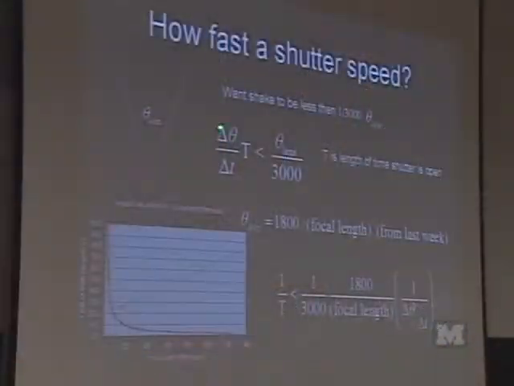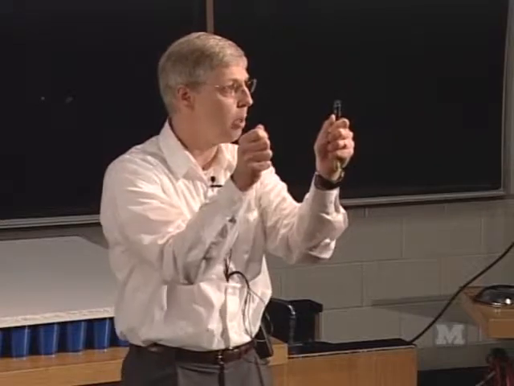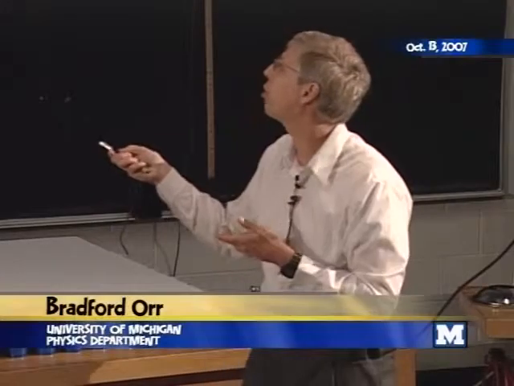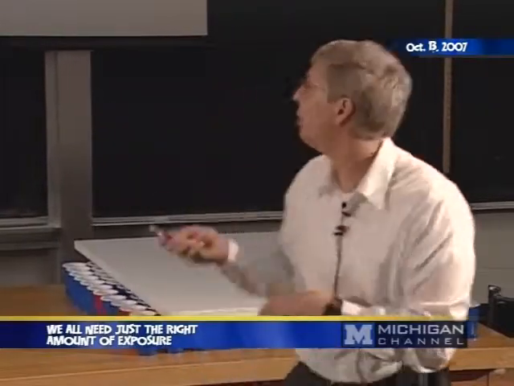So I want my shaking, the change in the angle per time, times the time my shutter is open, to be less than 1/3000th of that field of view. Now why did I pick that? It so happened that I have 3,000 pixels in my sensor. And so I wanted my shaking not to be more than 1 pixel. It's arbitrary. I could have had 2 pixels if I weren't so critical. But this is what I chose.